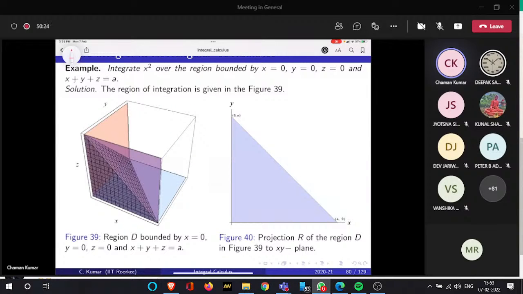Now what is the second step? In the second step, we project the given region in the XY plane. The projection, you can clearly see from the picture, is this triangle. This triangle is the projection of this shaded region, and it is plotted here. So first of all, what is this line?